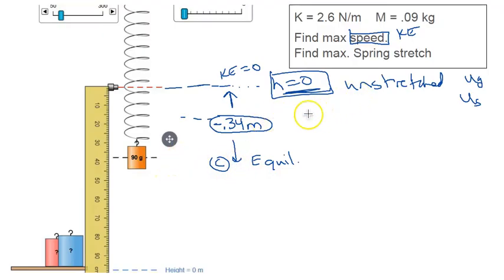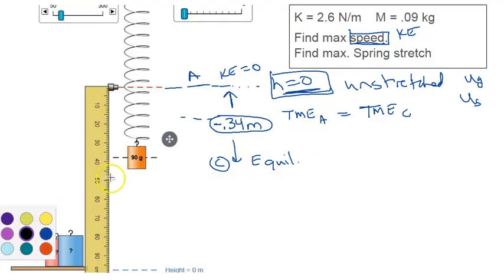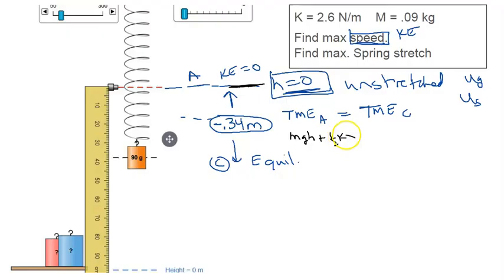Okay, so now we're ready to say, oh shoot, we're going to need space. TME at A, I call this, equals TME at C. Because we want speed, which is energy, which means I'm carrying 2 points. Okay, this is where things get a little tricky. We decided that, well, hang on. The 3 terms you could have are mgh plus spring stored energy plus kinetic energy equals mgh plus spring stored energy plus kinetic energy at C.